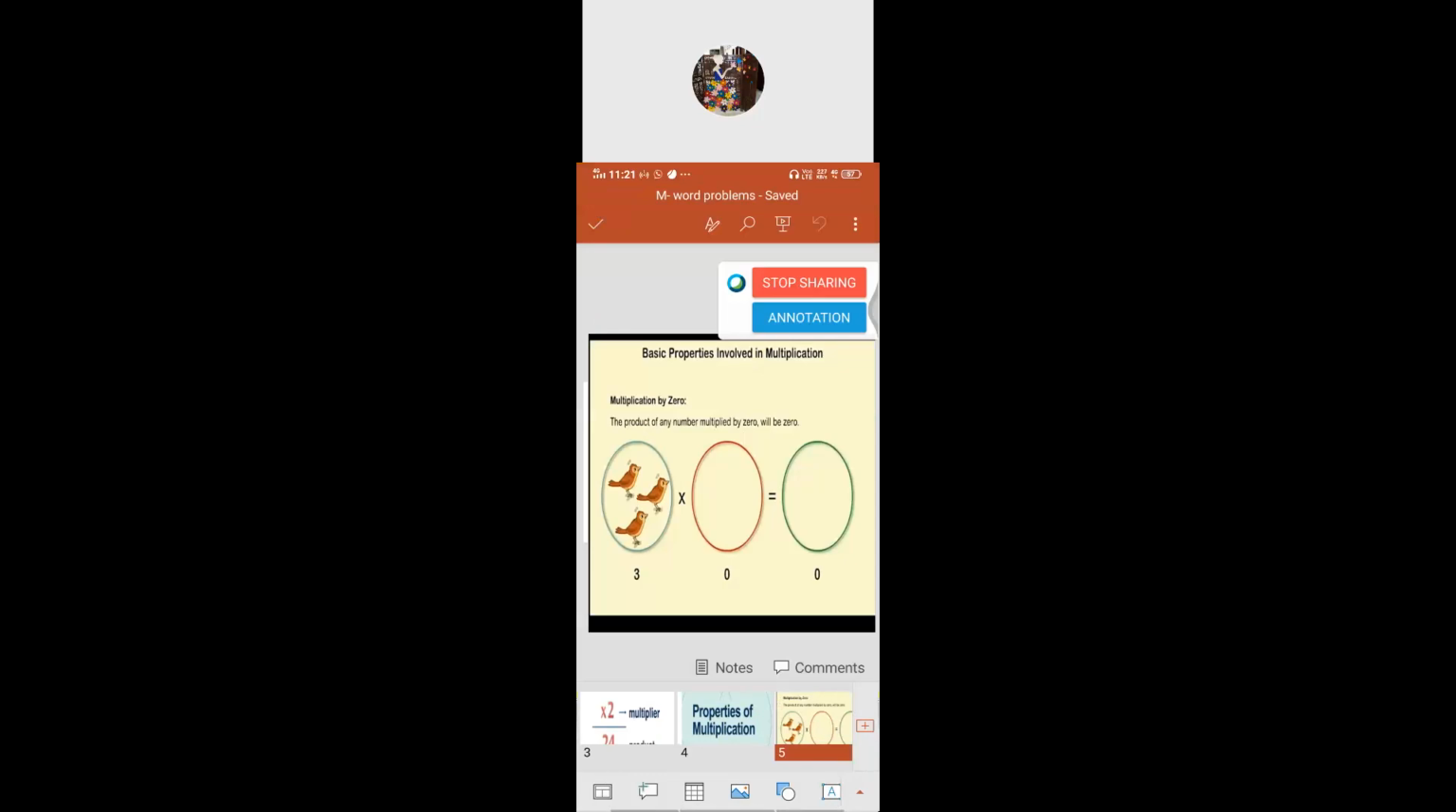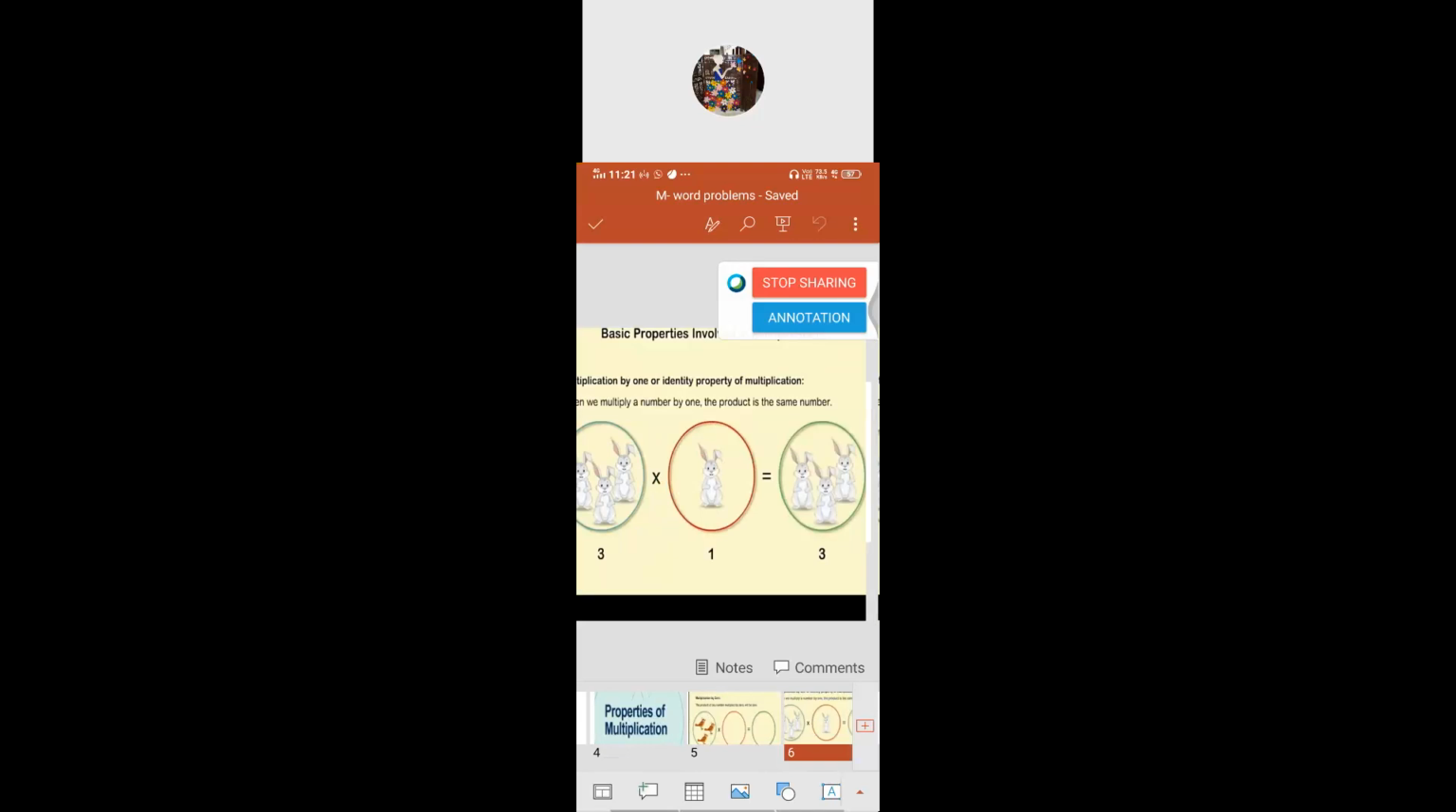If you see that, 3 multiplied with 0 equals 0. Any number multiplied by 0, the product will be 0. That is the zero property. If any number, maybe 1 lakh by 0, that is 0 only. 1000 by 0, 0 only. So that is property number 1. Any number multiplied by 0, the product will be 0. That is the first property. The second property: any number multiplied by 1, the product will be the number itself.